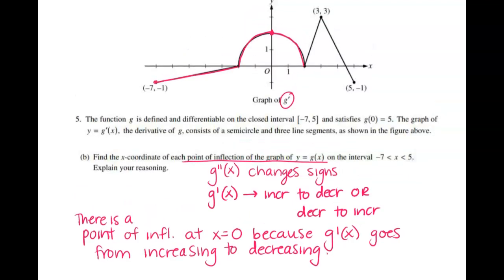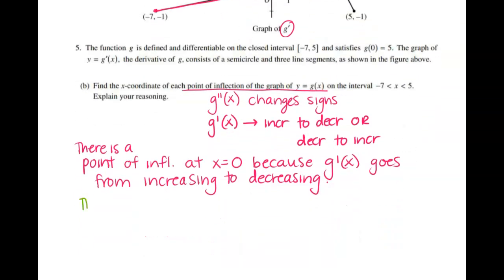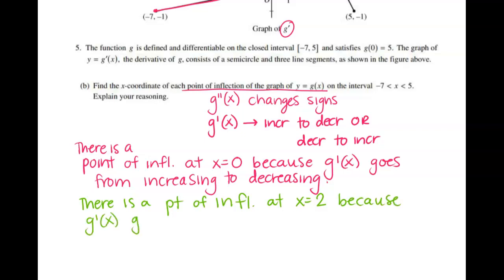Okay, going back to 0, now it's going to decrease, and then it goes from decreasing to increasing at x equals 2. So there is a point of inflection at x equals 2 because g prime of x goes from decreasing to increasing. Going downward and then going upward.